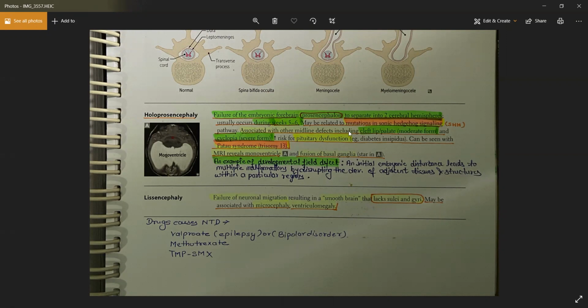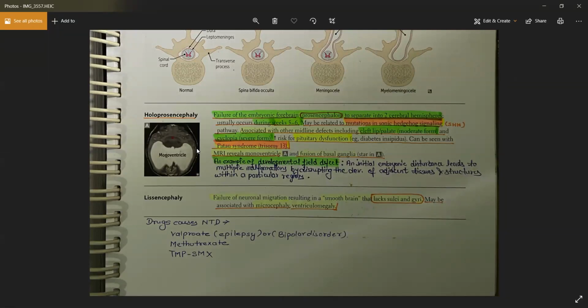You will have a cleft lip. You will have a cleft palate. These are the least severe forms. The most severe form includes cyclopia, in which you have a single eye. The nose will be on your forehead instead of the normal location. So these kinds of abnormalities will be found on your face. This is the cyclopia. Pituitary dysfunction will occur. The patient can get diabetes, and of course they will die soon.